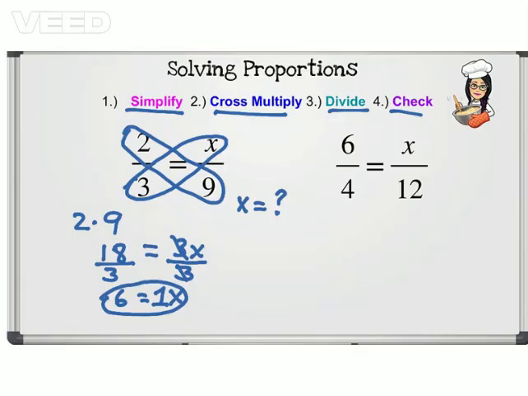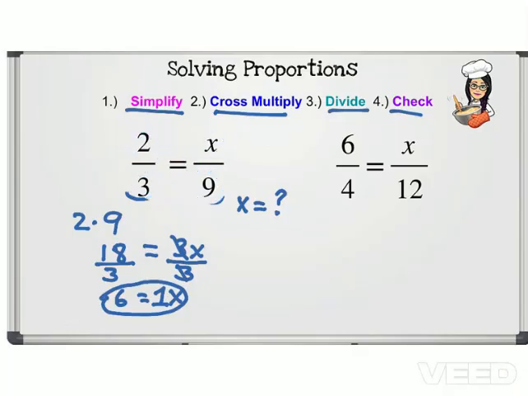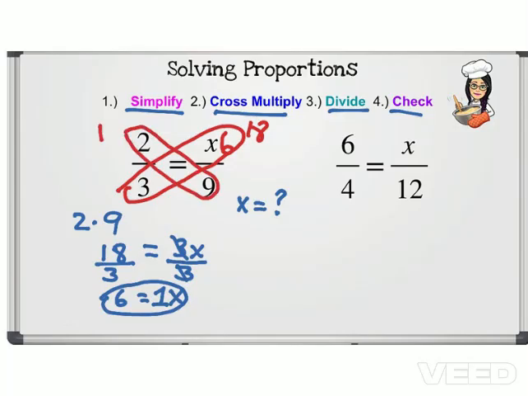If I go ahead and plug that 6 in for x in my proportion, I can check. That's our last step. Notice that I can still look at my cross products. 6 times 3, which is 18, and 2 times 9 is also 18. You also may have noticed that if I multiplied across, 2 times 3 is 6, and 3 times 3 is 9. We're still left with a proportional relationship.